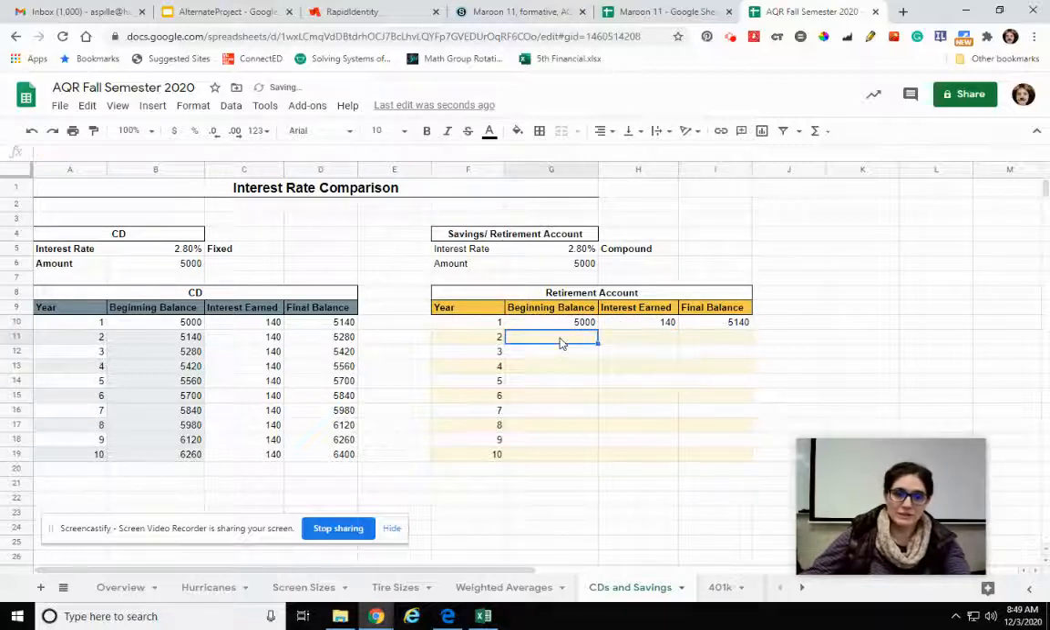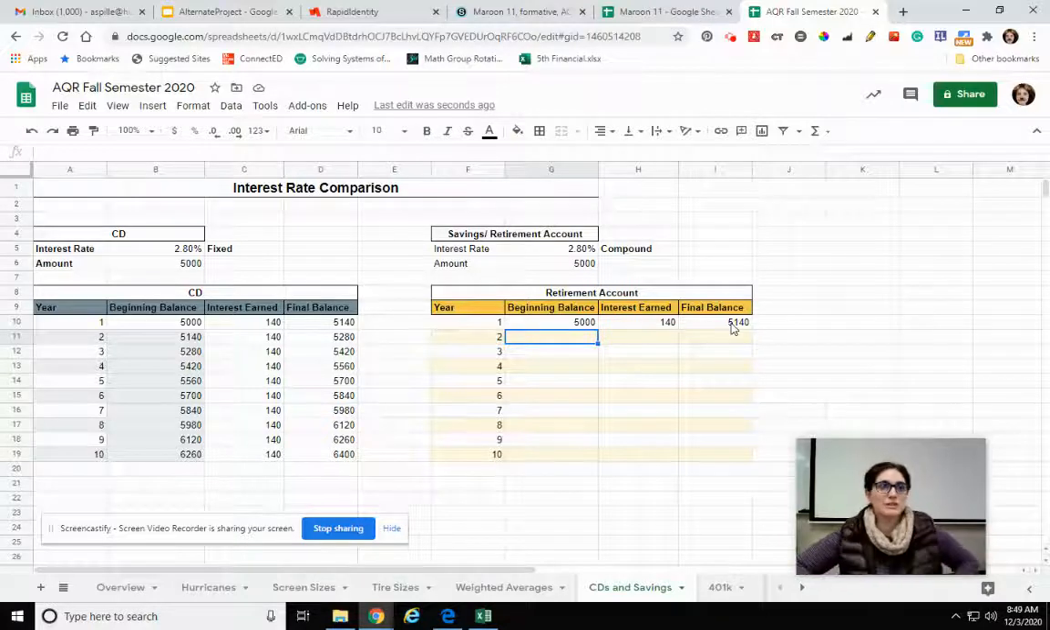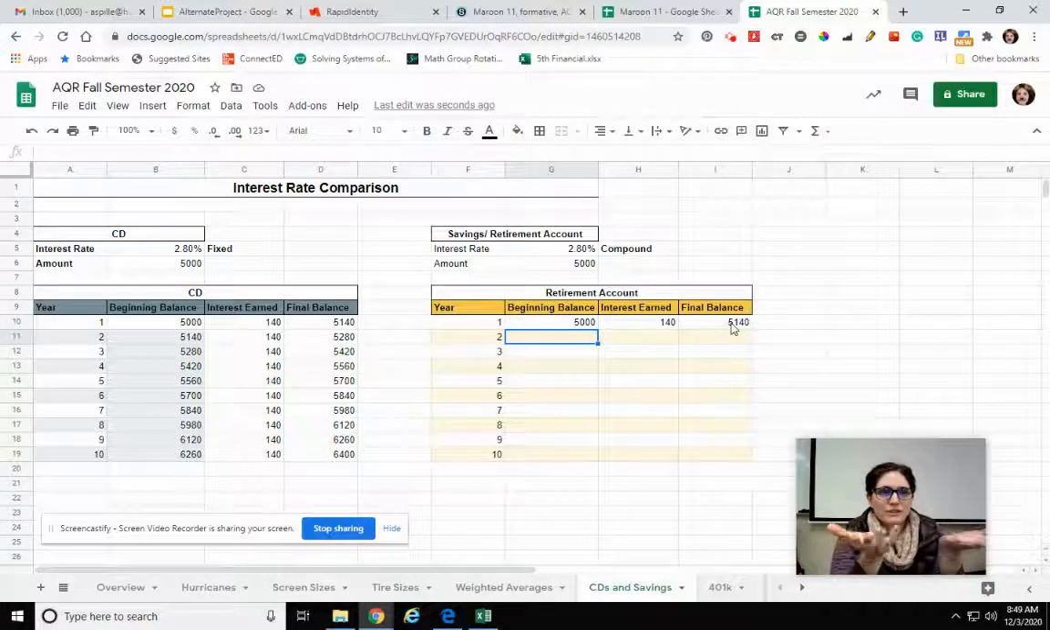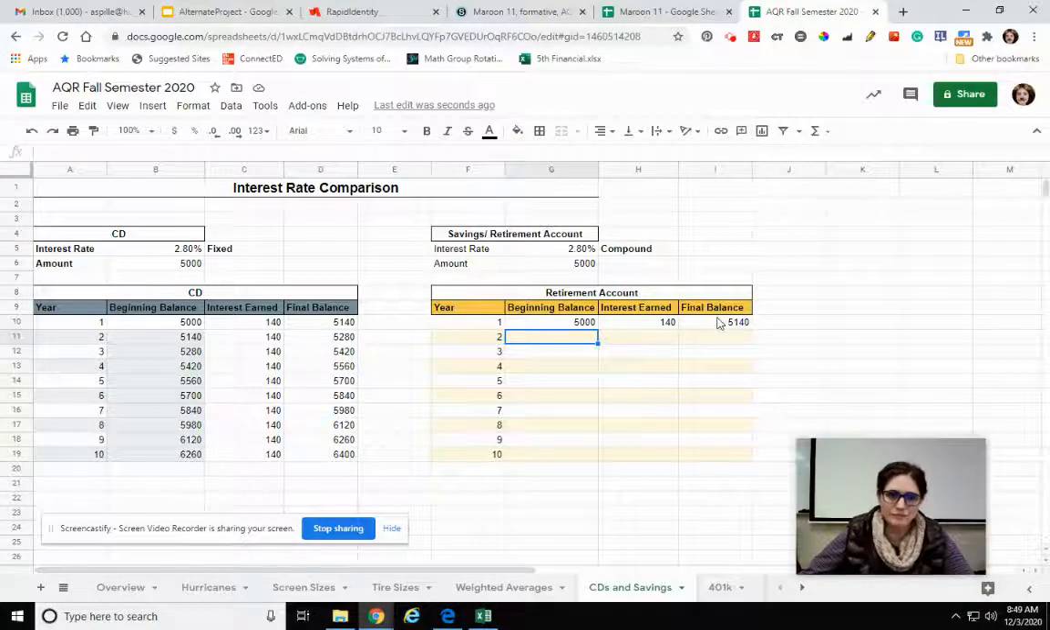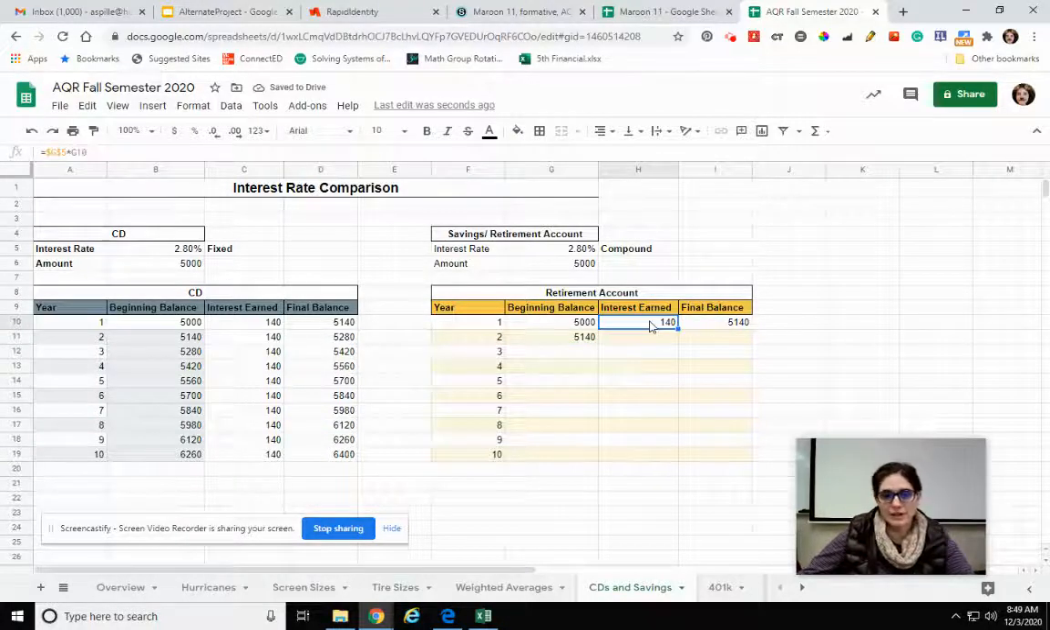The new balance in year two is just the one that you ended with, because from December 31st to January 1st, like one day, your money is not going to go from 5,140 back down to 5,000, right? You're just going to have this. So I go equals, click on that. Okay. Now, this is where it gets different. This one referred to this, right? So if I click and drag this down one, when it calculates interest, it's now calculating interest on this amount.